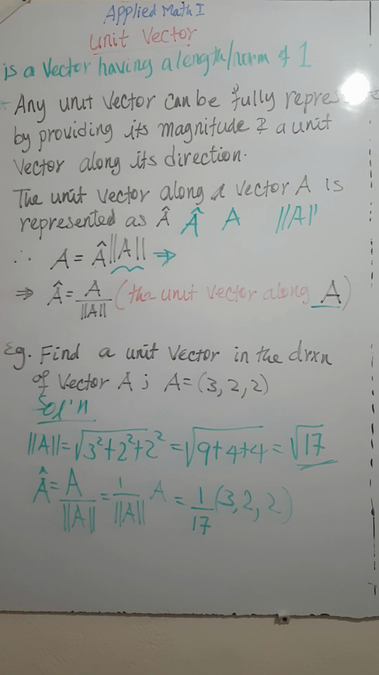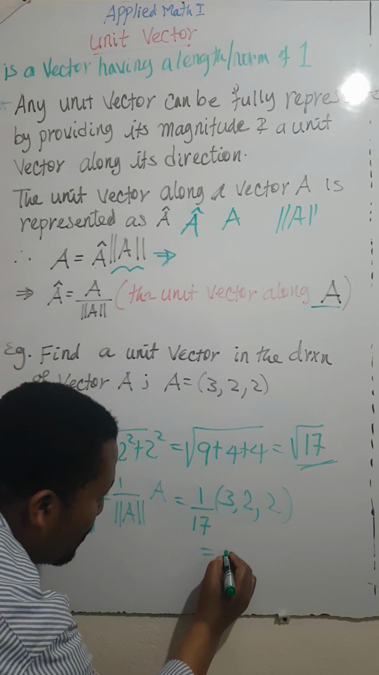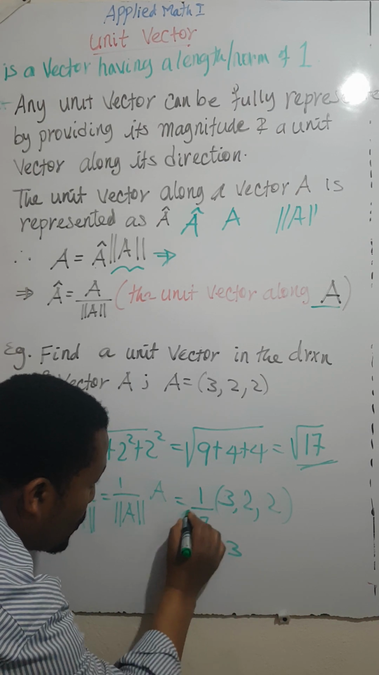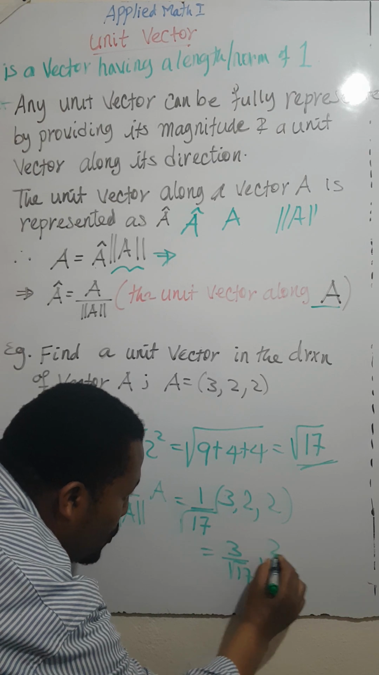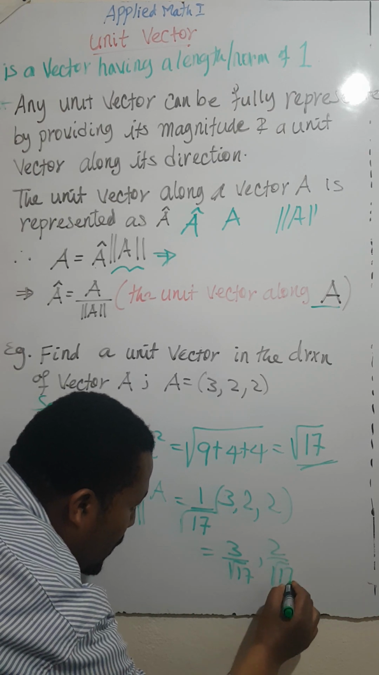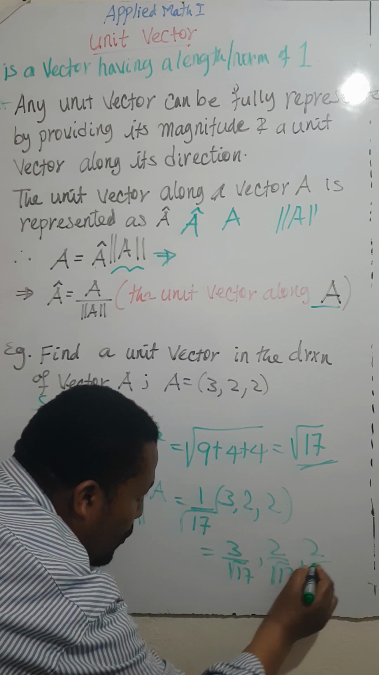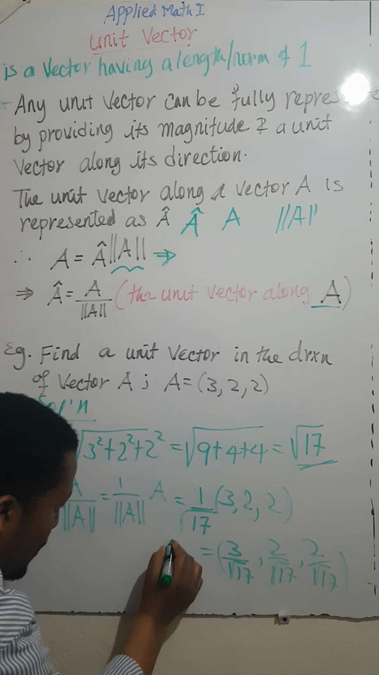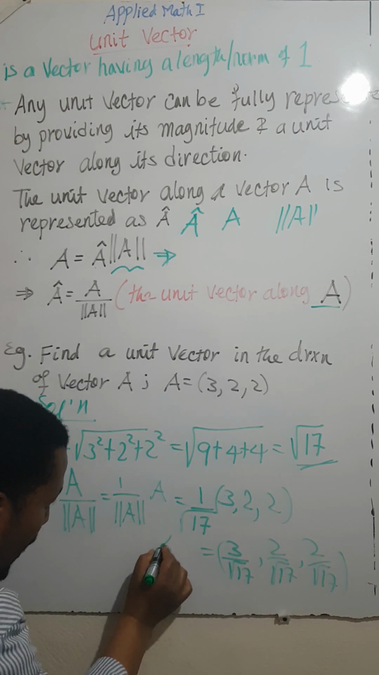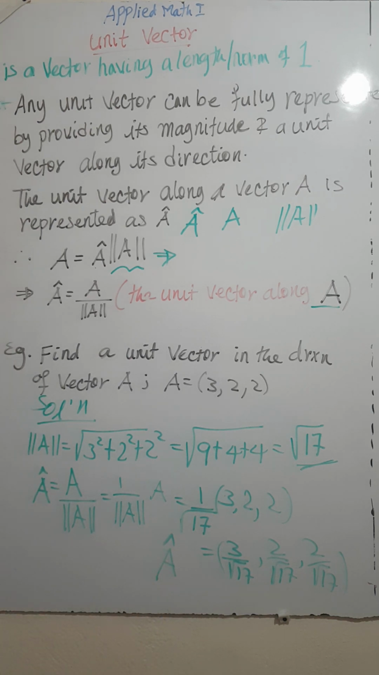ይሄንን ተንትነው ካላችሁ, okay, this is going to be 3 over square root of 17, 2 over square root of 17, 2 over square root of 17, which is the unit vector along A. Okay, the unit vector along A.